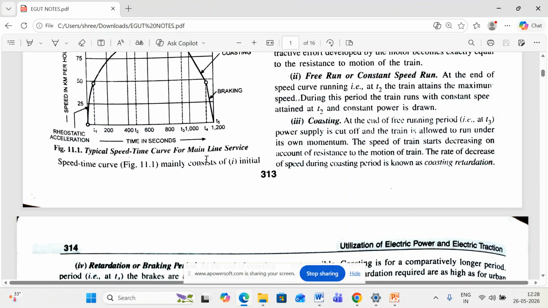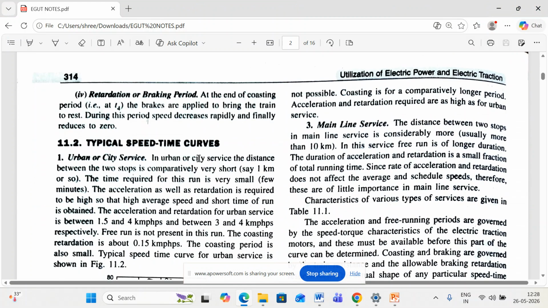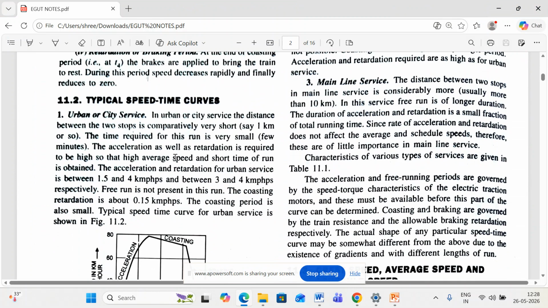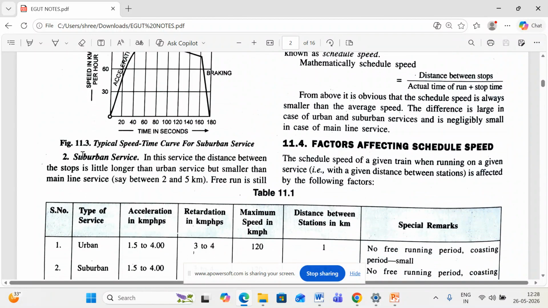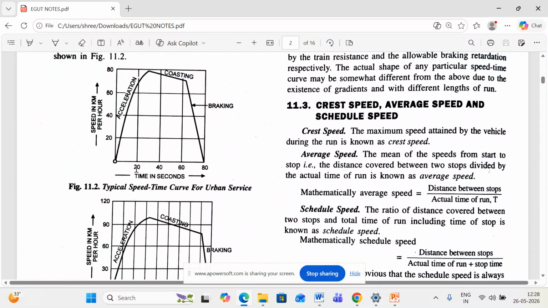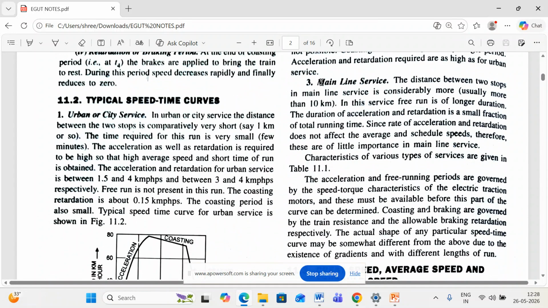Also, you can find the energy. Later on, we will see how to find the energy. Now, these are some typical speed time curves of urban city service. Urban means metros; metro is the best example for urban. The next service is suburban. Local trains in Mumbai are the best example for suburban services. And then the main service, like your Vande Bharat or Rajdhani Express. They are your main line services.